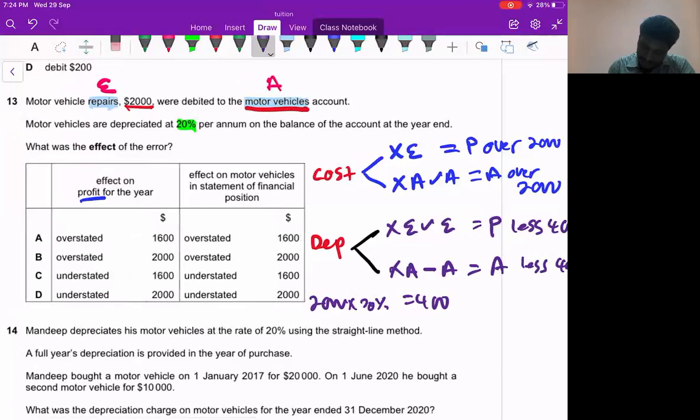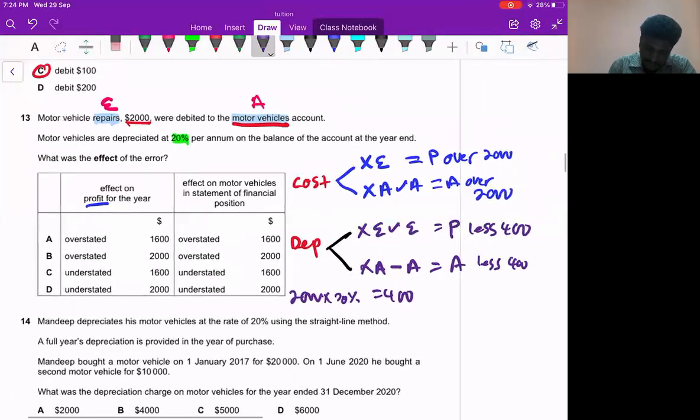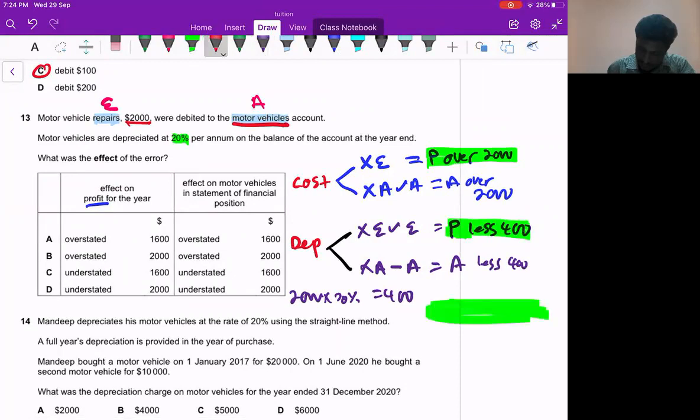So what happened? As a total, at first my profit was over by 2,000 and then my profit was less by 400. So as a total, my profit will be over by 1,600. Understand or not? 2,000 minus 400, because this is the positive, this is the negative. So positive 1,600, over 1,600.